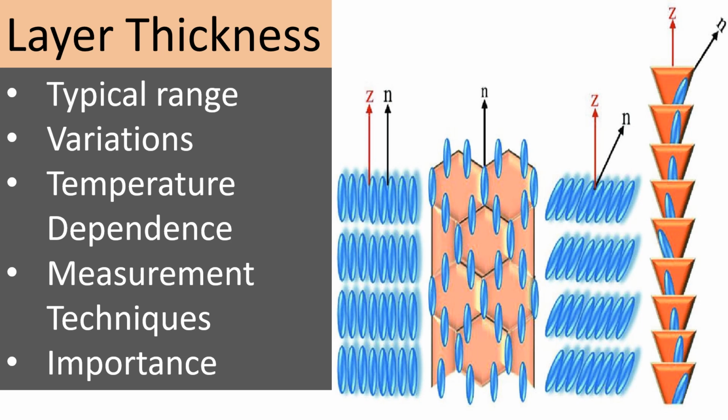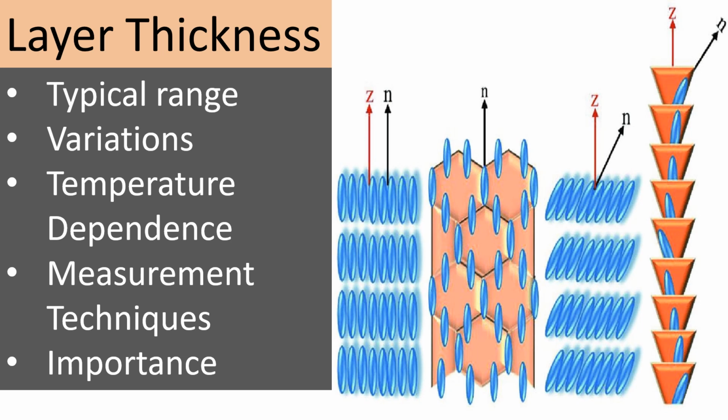Now let us see the layer thickness in the static properties of smectic A materials. The layer thickness of smectic A materials is a crucial property that influences their behavior in various applications. So let us see it point by point. The first point is the typical range.